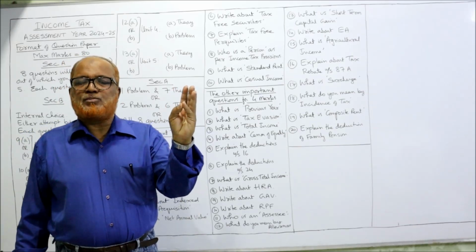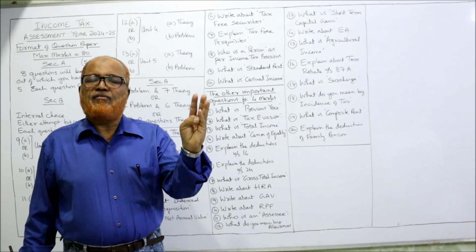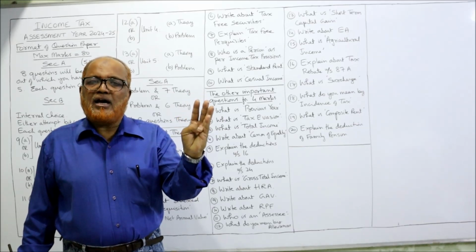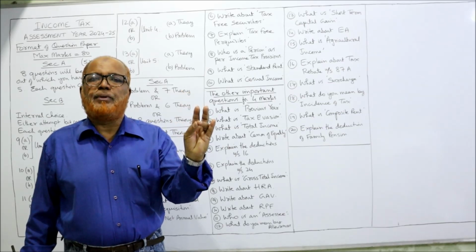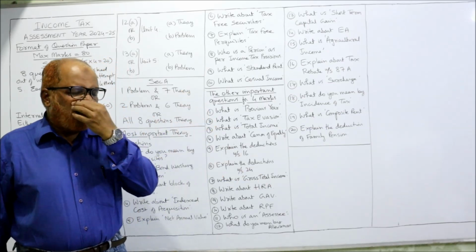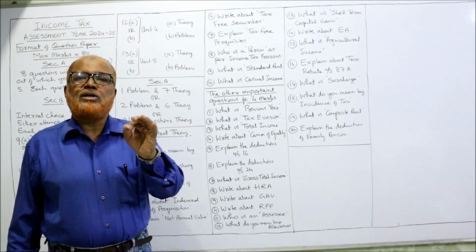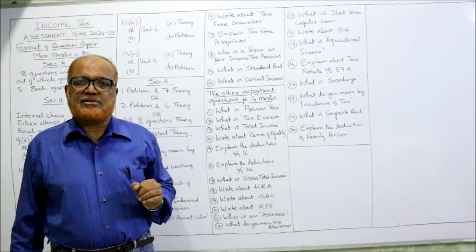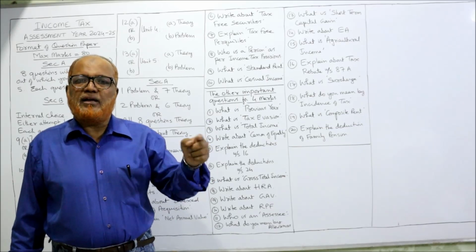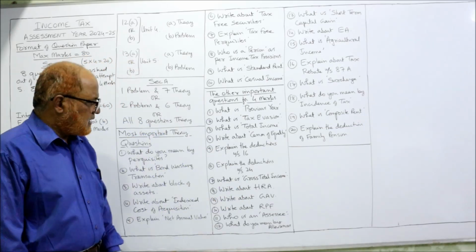Statutory Provident Fund SPF, Recognized Provident Fund RPF, Unrecognized Provident Fund URPF and Public Provident Fund PPF. The Recognized Provident Fund is that Provident Fund which is recognized by the Commissioner of Income Tax. And this Provident Fund is applied in private sector and public sector.